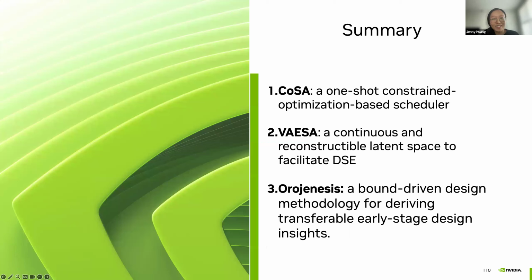So this concludes my talk for today. Sorry, I ran a little bit over time. And to quickly recap, we discussed the three approaches for tackling the design space exploration. So COSA, which is a one-shot constraint optimization-based scheduler to reduce the mapping search time. We then looked at the VAE to see whether it's possible to construct a continuous and reconstructible latent space to facilitate the hardware design space search. And lastly, we introduced a bound-driven design methodology that helps to derive transferable and generalizable early-stage design insights to help us make better design decisions without committing to a very expensive search.